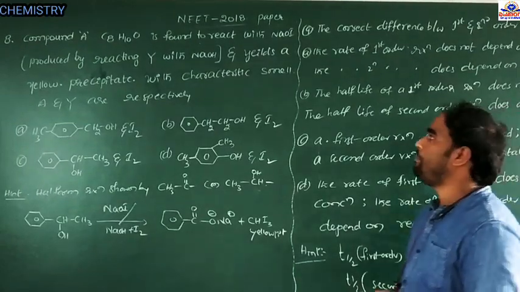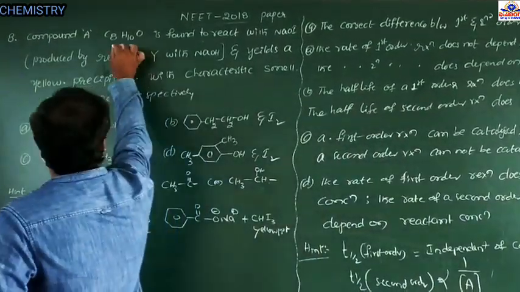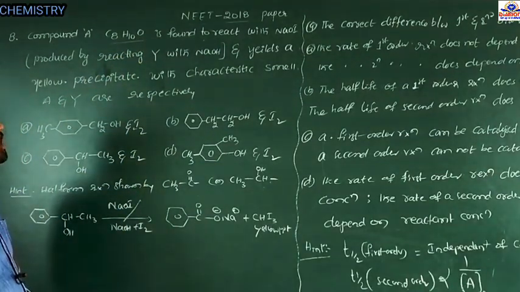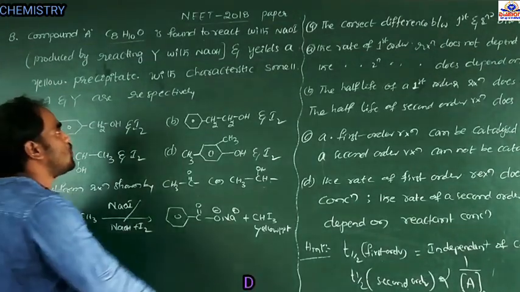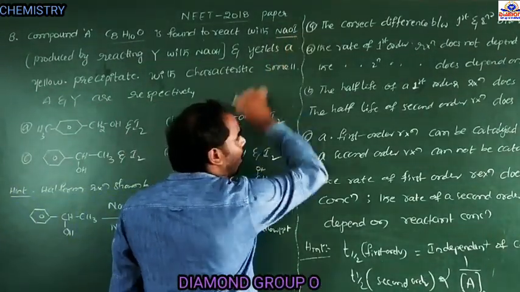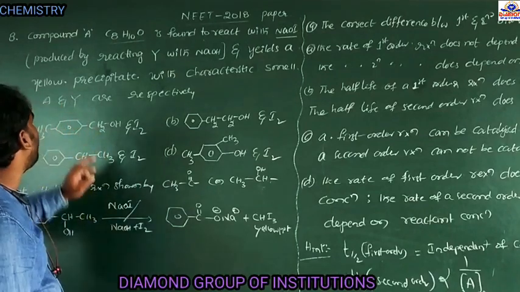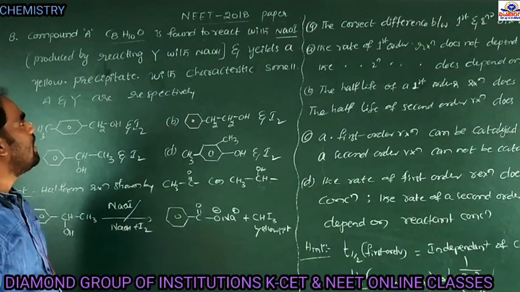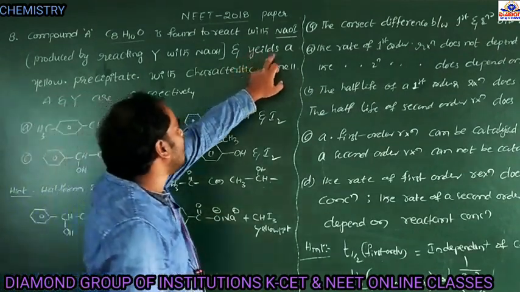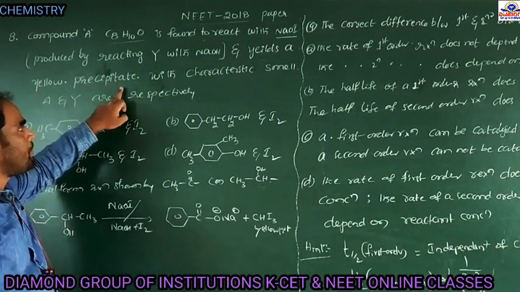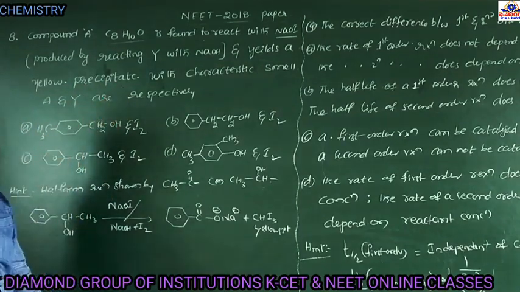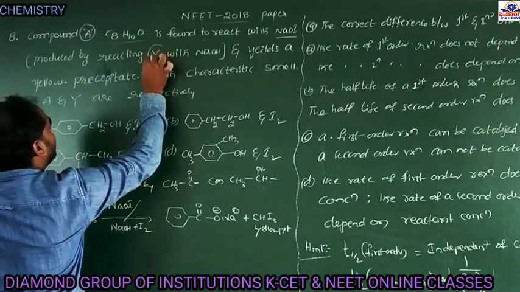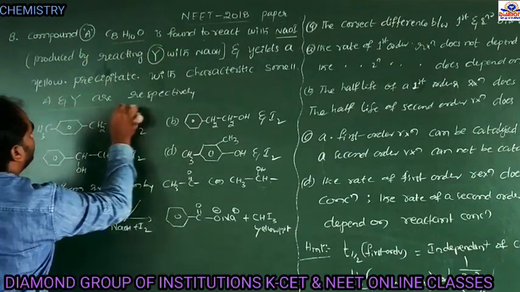Here the compound A, with formula C8H10O, is found to react with sodium hypohalide, NaOX, which is produced by reacting Y with NaOH. Next, continuation: it yields a yellow precipitate with a characteristic smell. Here, compound A and Y are what, respectively?